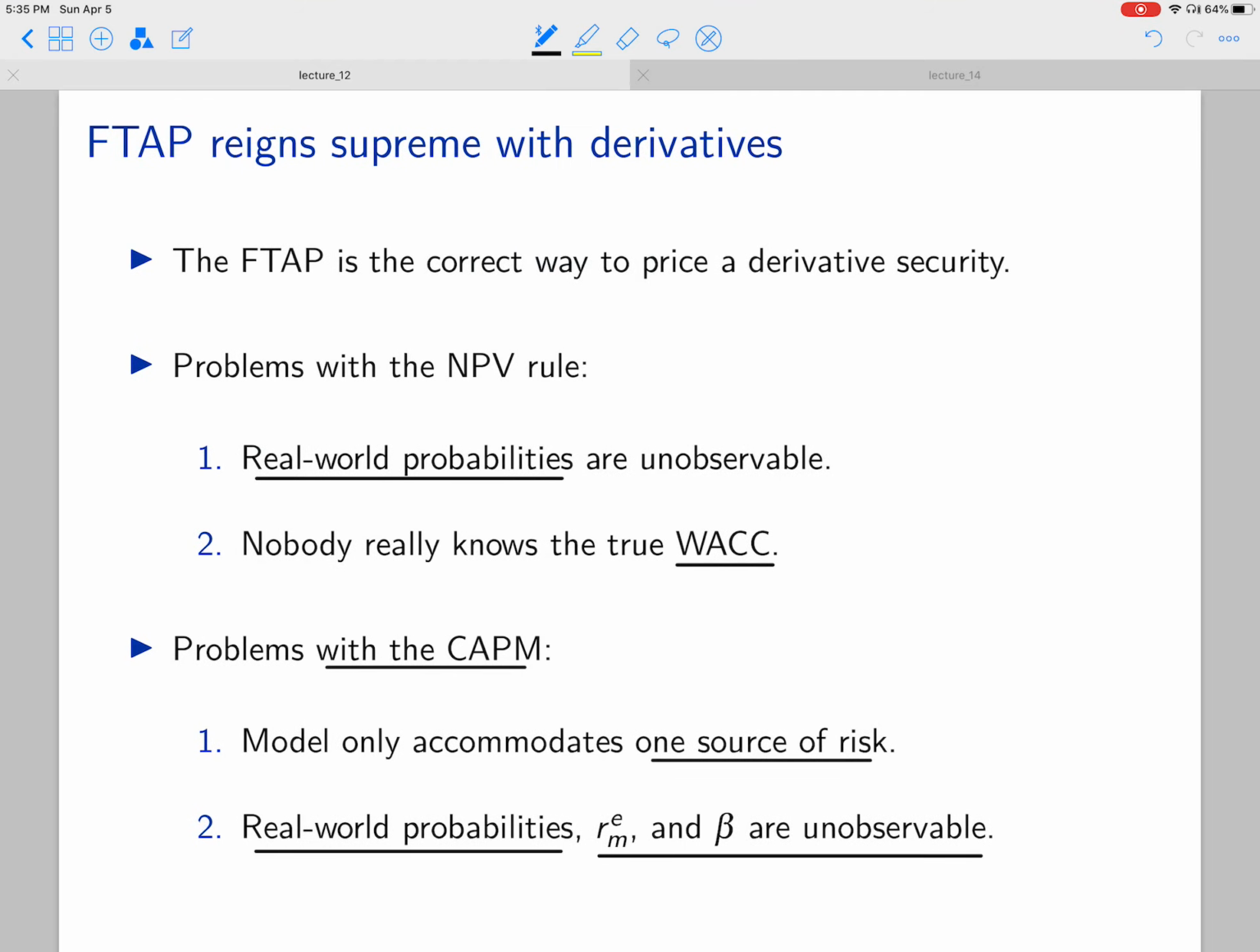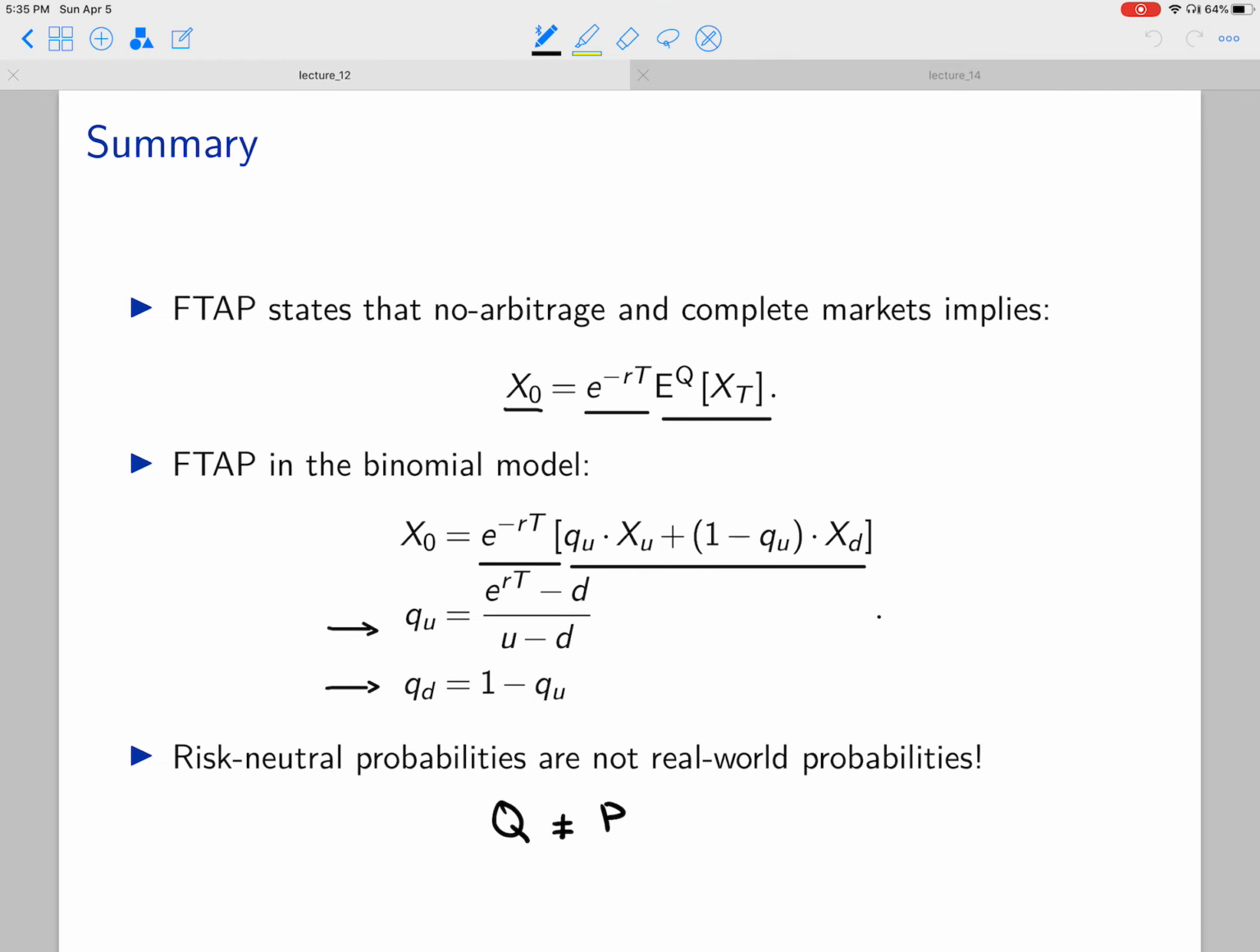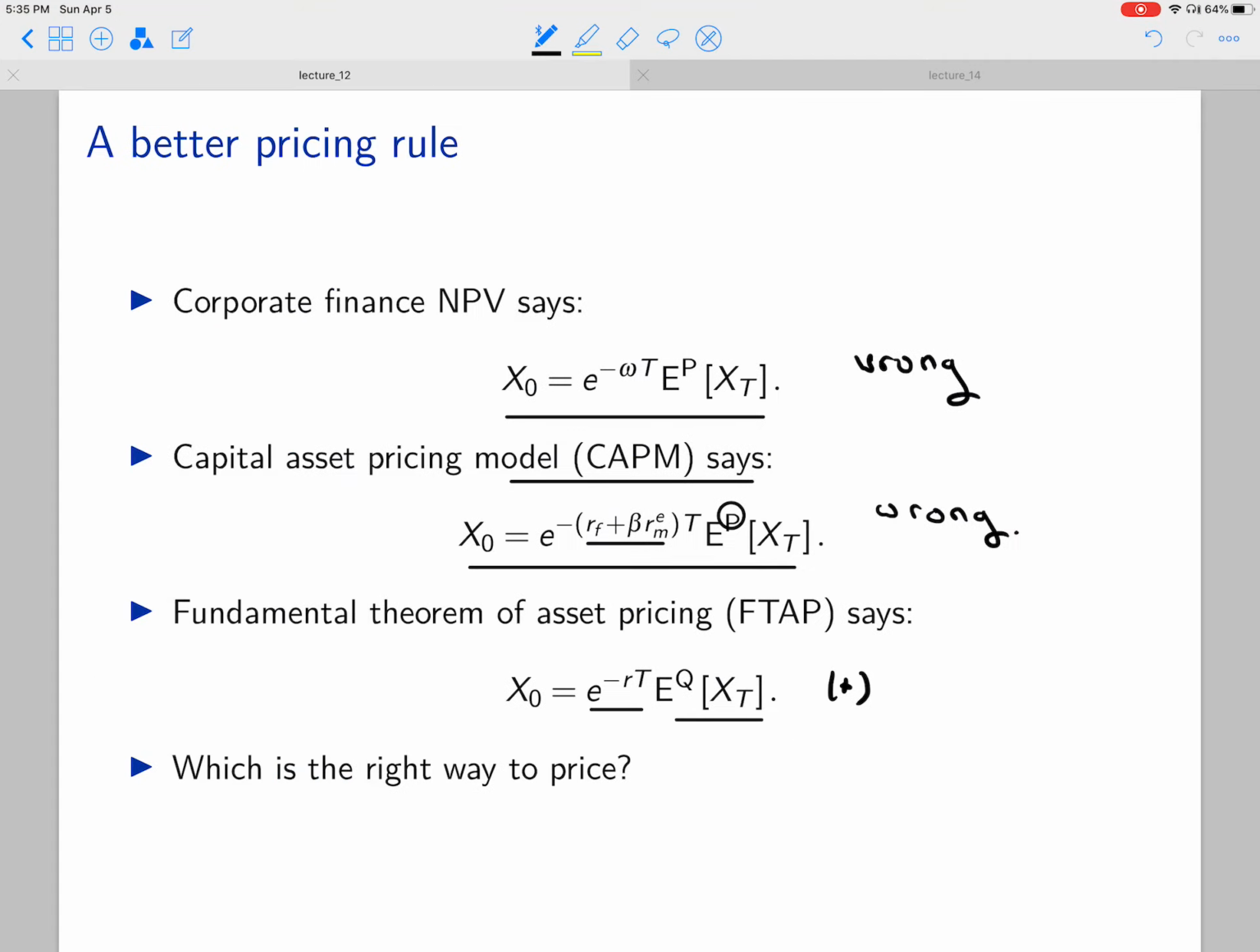So that's it for this lecture. The main takeaway is that we learned about risk-neutral pricing. The main result from risk-neutral pricing was the FTAP. The price of a security is equal to its discounted expected payoff under the risk-neutral measure, where the discounting is done by the observable risk-free rate. All the inputs to the FTAP are observable, and it's a strictly superior pricing rule for pricing derivatives relative to the corporate finance NPV or the CAPM equations.